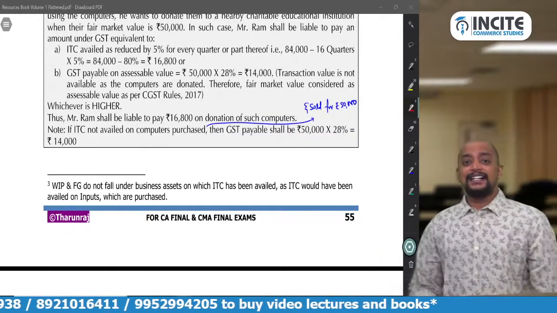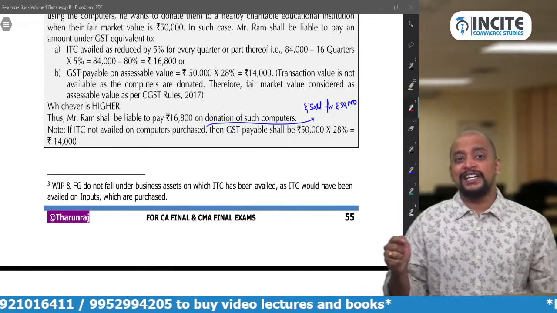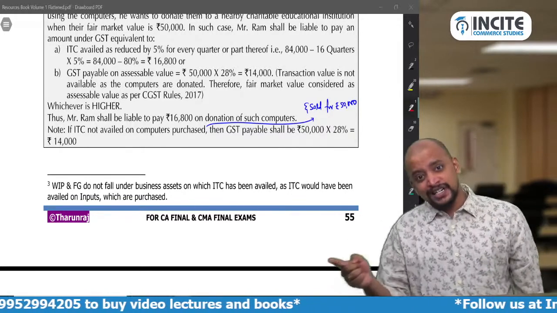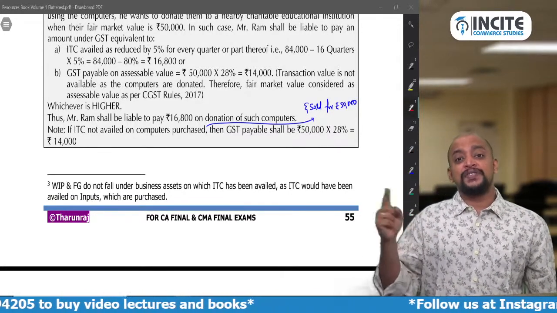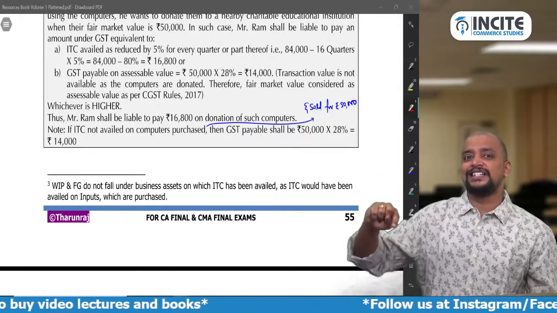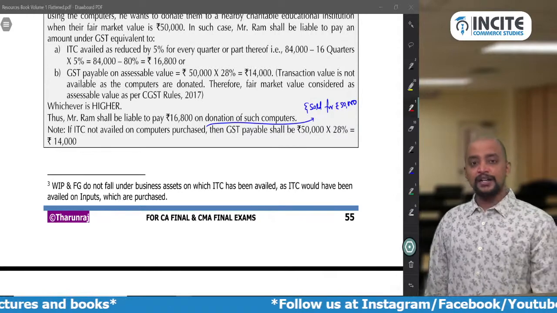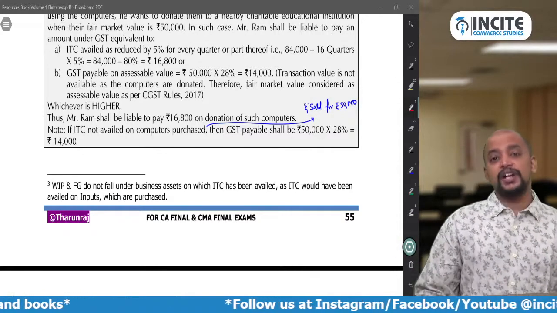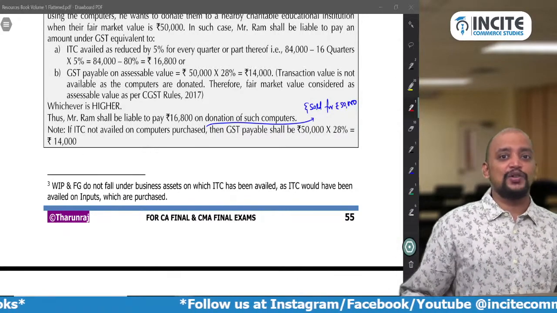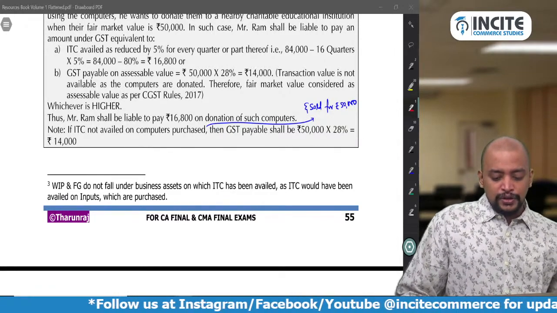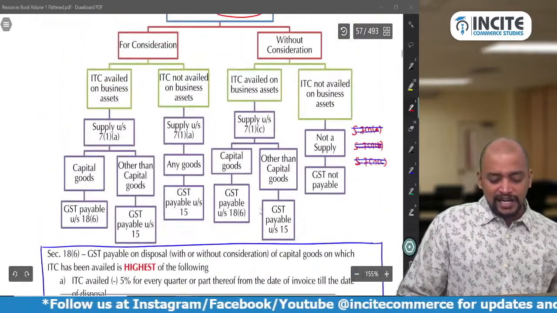Why? Sir, trader purchased the goods. Usually, when a trader purchases the goods, he would have availed ITC. Now, when he distributes it as samples, it is a permanent transfer or disposal of business asset on which ITC is availed, therefore it will be coming under supply. Okay? Understood? So, for the manufacturer only, that relief is there, not to the trader. Got it?